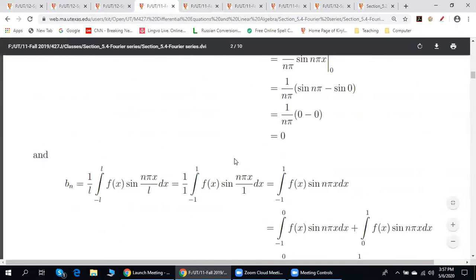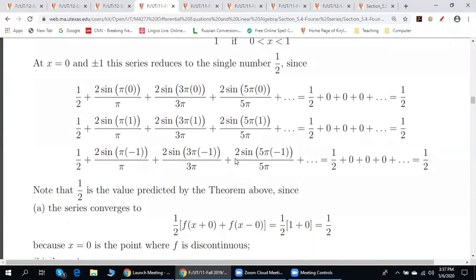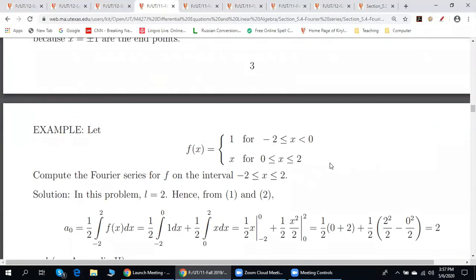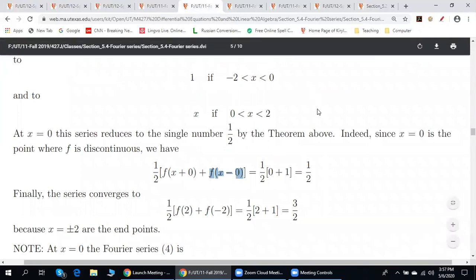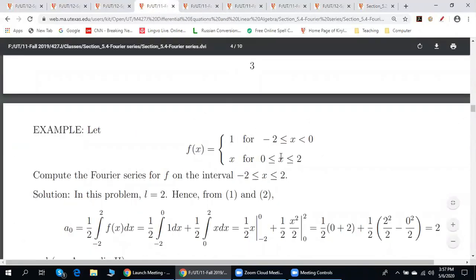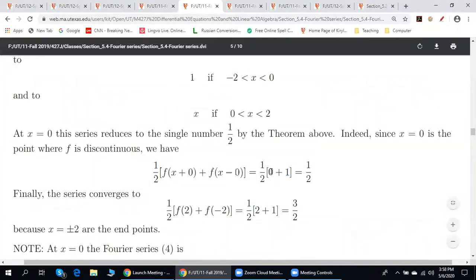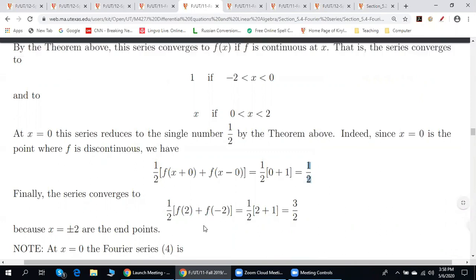Let us look at our function. On the left, it's 1. It's exactly what we have here, 1. On the right, it's x, but x is equal to 0, so it's 0. It's exactly what we have here, 0. So 1/2. Lastly, let us examine the endpoints.